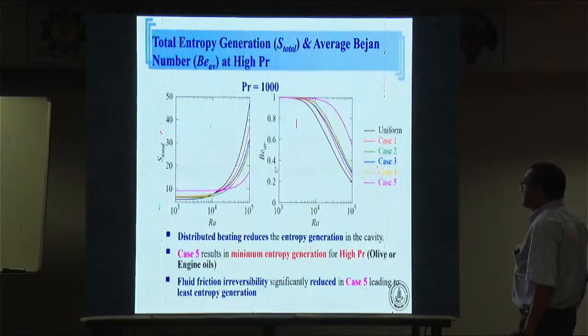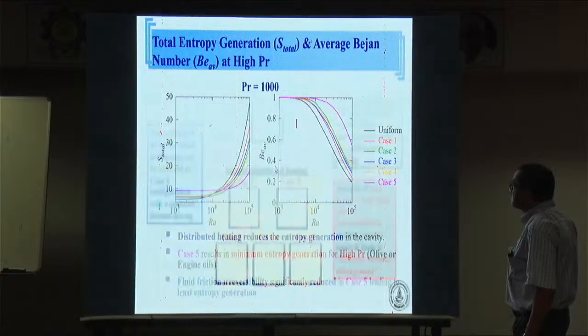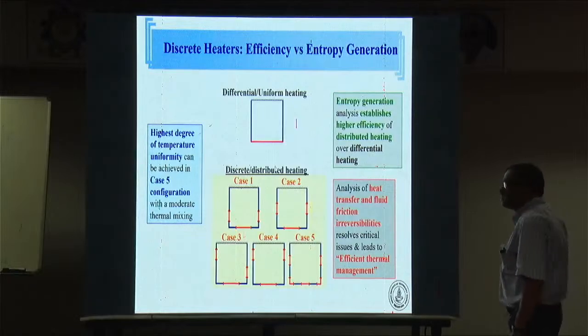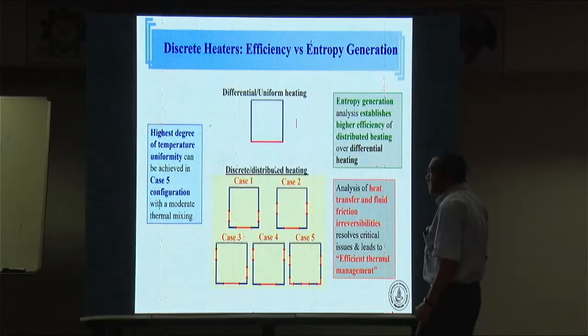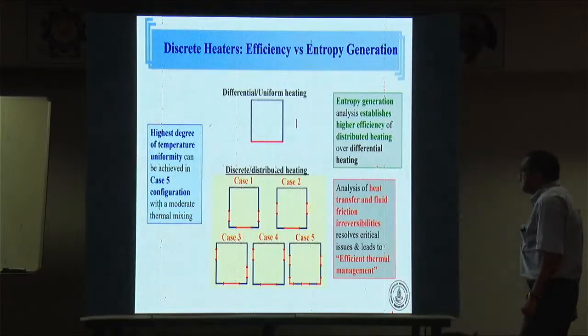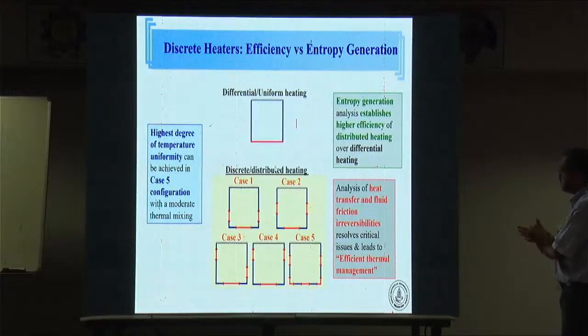Next slide, please. Yes, this is for the high panel number case. You can see the entropy generation for different Bejan numbers. Next slide, please. Discrete heaters, of course, this is the conclusion. The highest degree of temperature uniformity can be achieved, and in the case 5 configuration, the moderate thermal mixing is the best recommendation. So entropy generation analysis establishes higher efficiency of distributed heating over differential heating. Analysis of heat transfer and fluid friction reversibility resolves the critical issues and leads to efficient thermal management.